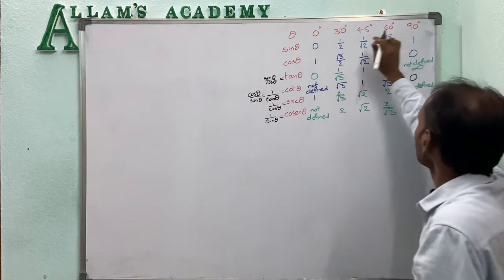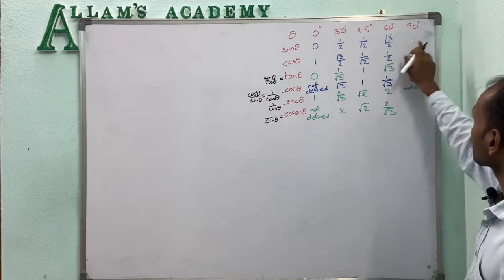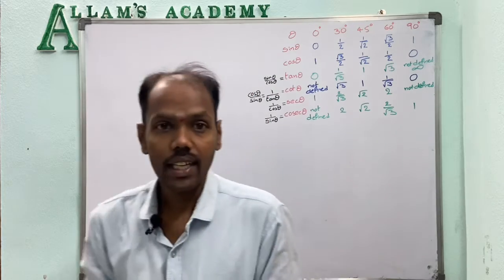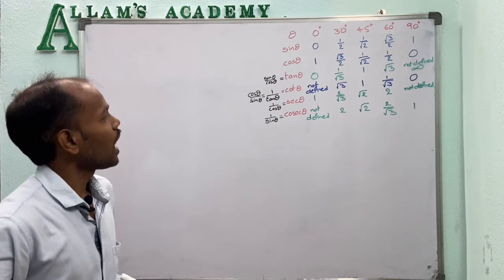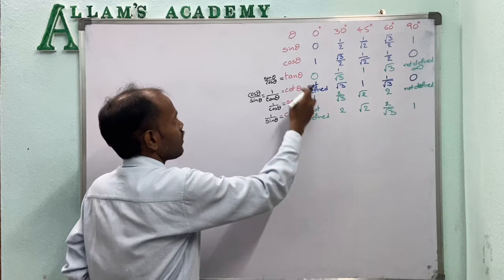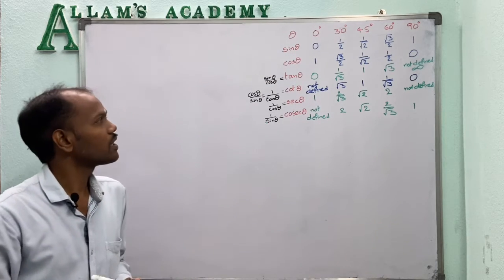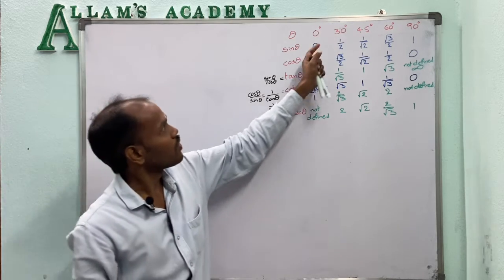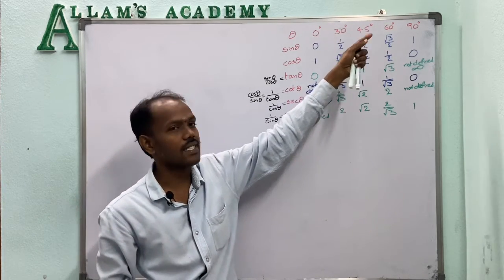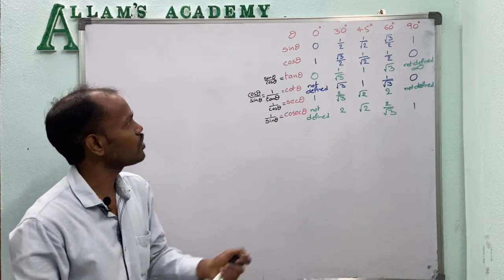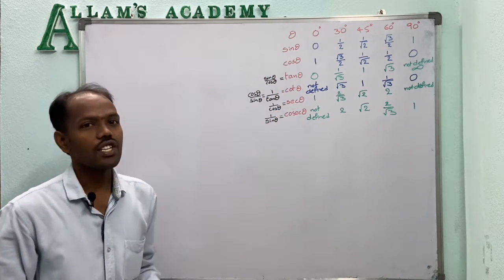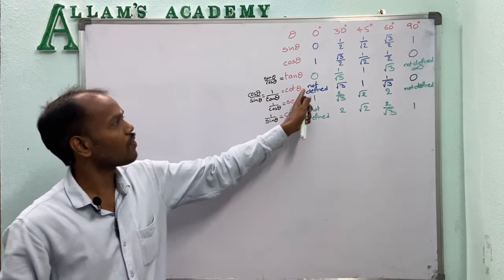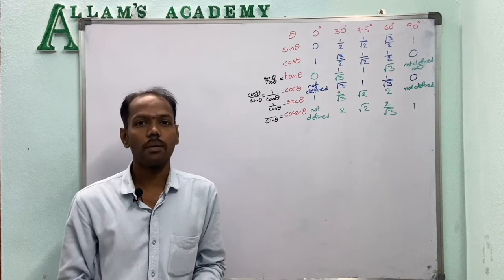Next, sin 90 is 1. So cosec 90 equals 1 by 1, which means 1. So these are the inverse ratios of cosec theta, the inverse ratios of sin theta. Okay. So here we know the values of the trigonometric ratios for 0, 30, 45, 60 and 90 degrees. Okay. Next, by using these values we solve some problems.